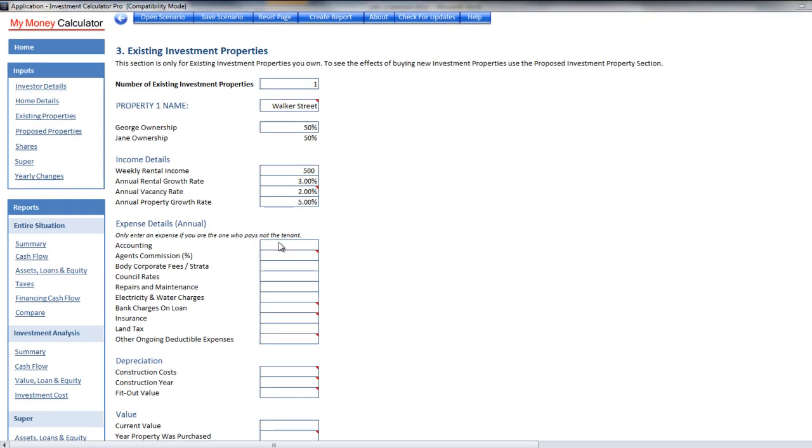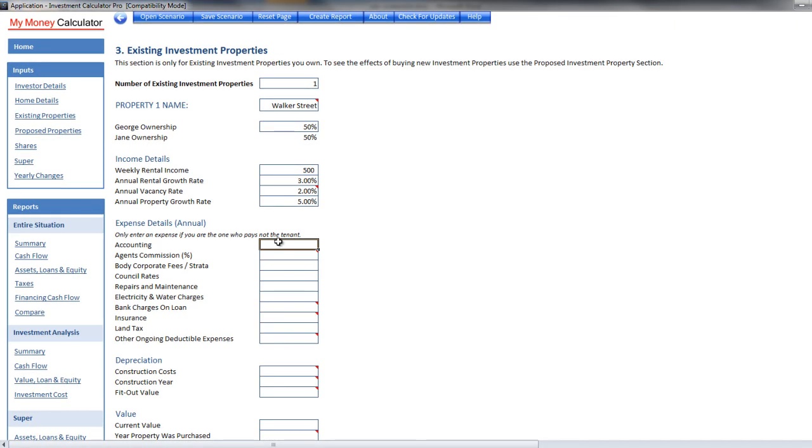Moving on, let's run through our expense details briefly. Again, we run through each of these expense details fields in detail in the help and support area and in several guides on our site. All these expenses will increase every year with inflation. The default inflation rate for the calculator is 3% per annum, but of course you can change this on the investor details page.